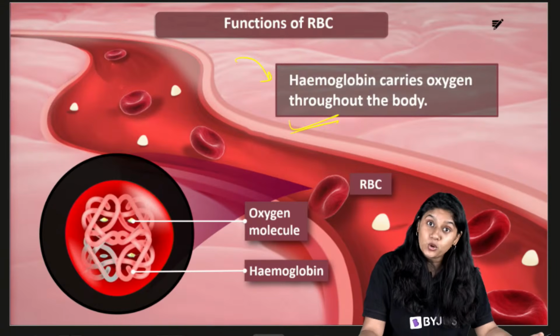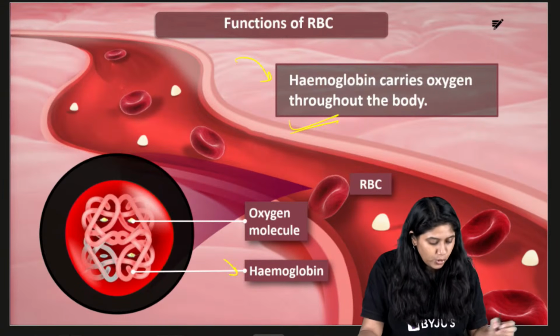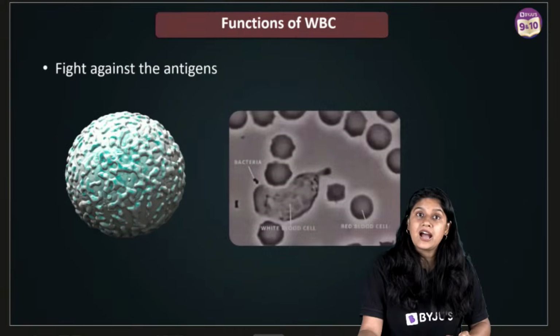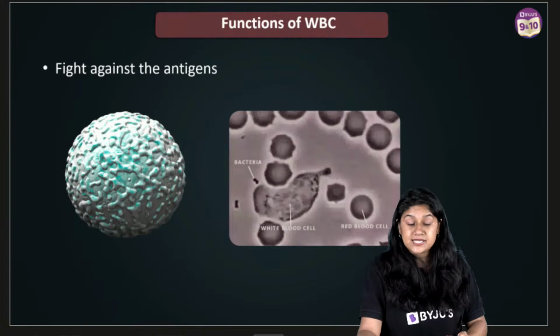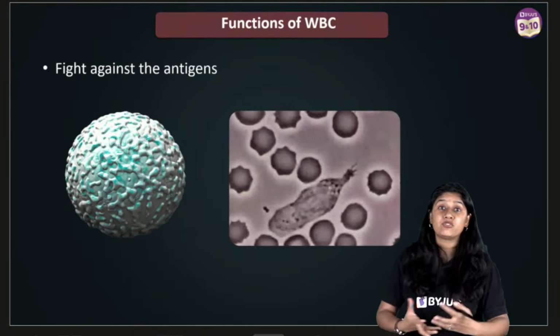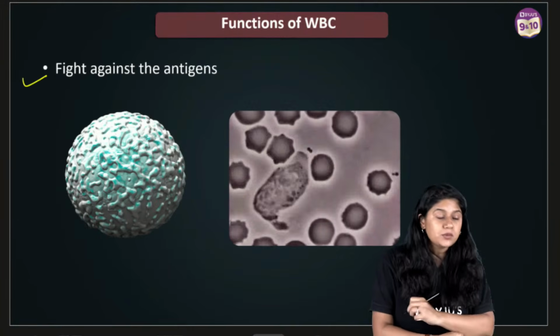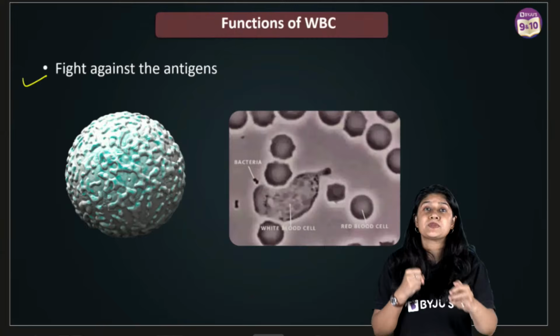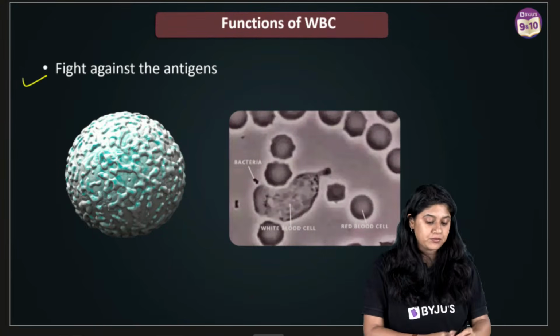They have hemoglobin, right? And hemoglobin plays a very important role in carrying the oxygen molecule. Then we have WBCs, white blood cells. Now, white blood cells are the ones that fight against the antigens and various pathogens. So, they are the ones which provide us the immunity, or a defense mechanism, to our body.